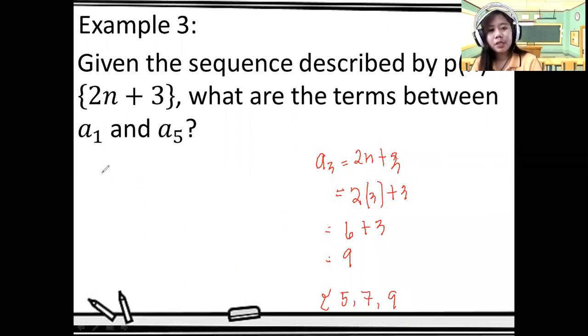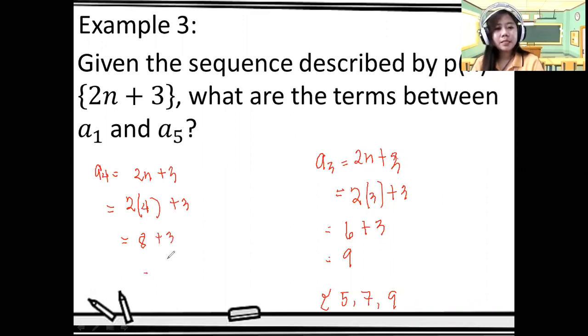A sub 4 is equal to 2n plus 3, which is equal to 2 times 4 plus 3. 2 times 4 is equal to 8, plus 3. Then 8 plus 3 is equal to 11. So our fourth term here is 11. Okay, nakakasunod po. And now, let's find the last term, which is a sub 5, or the fifth term.